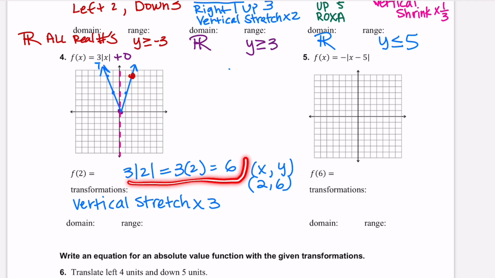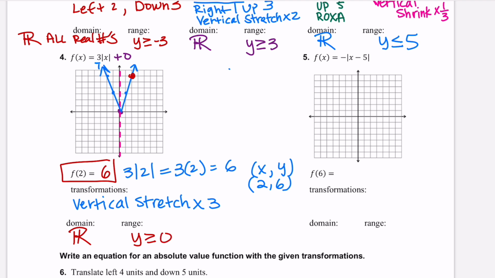So you can plug it in, or you can look at the x on the graph and see how high it went up. 1, 2, 3, 4, 5, 6, and this would be 2, 6. So when you look at f of 2, you're going to put 6 in for that answer. Domain for absolute value is always all real numbers. Our range, we're looking at the y values. The lowest point is 0, but it's always above that. So y is going to be greater than or equal to 0.